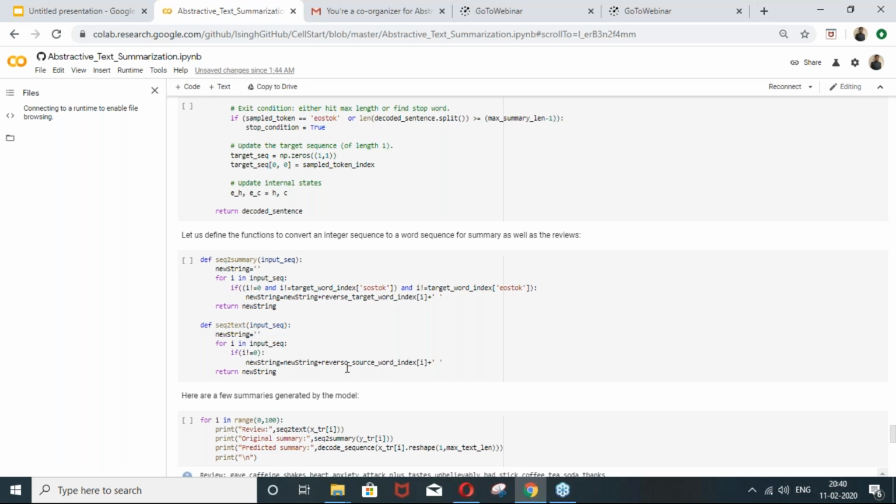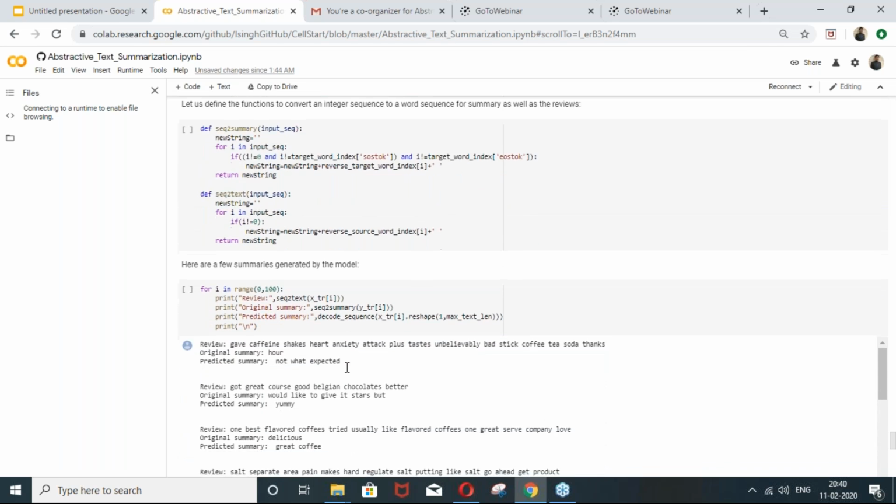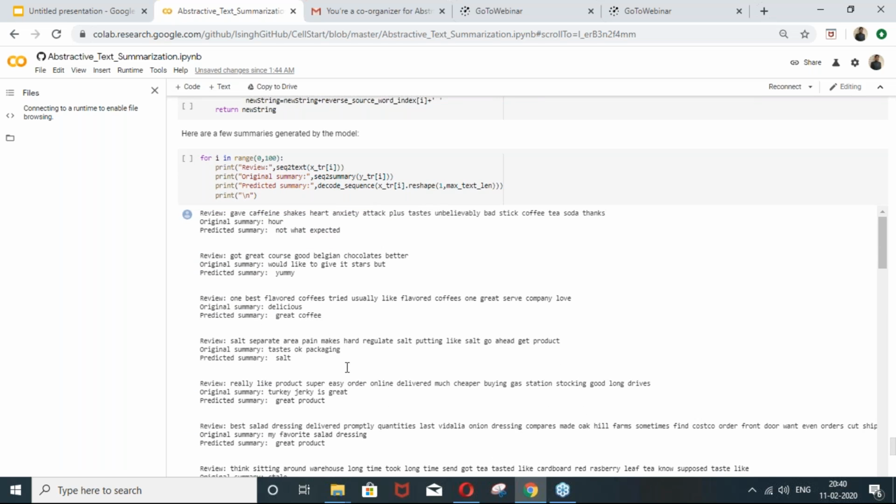Now, a few of the summaries which are generated by our model. As you can see, how the output is. Original summary: good Belgium chocolate butter. But the predicted summary is yummy. Original summary: delicious. The predicted summary: great coffee. Okay, so as you can see, the summary tests.